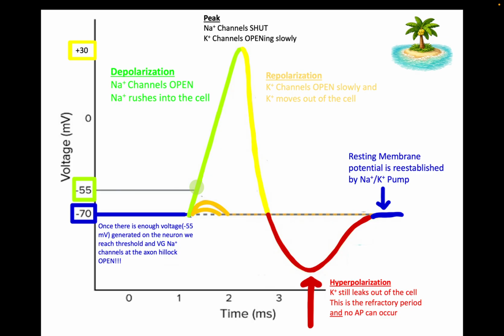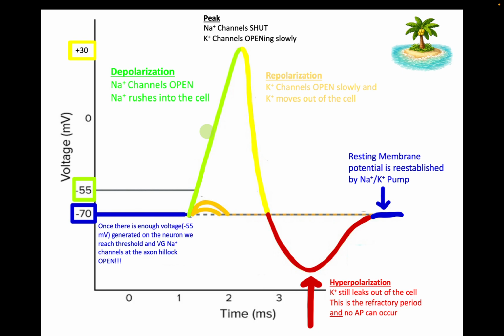Okay, so remember these voltage gated sodium channels? When we hit threshold, those channels open up and sodium is going to rush inside of that neuron. Okay, so that's what this represents here, this whole green, increased part. Here we have sodium rushing into the cell. And hopefully you can picture that.